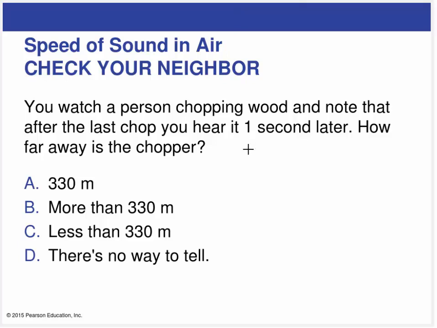Now let's get a little bit of practice with this. Something that we do know is distance is equal to rate multiplied by time. Suppose you saw someone chopping wood and you heard it 1 second later. Then if it's 0 degrees Celsius out, they're going to be roughly 330 meters, or 900 feet, away.